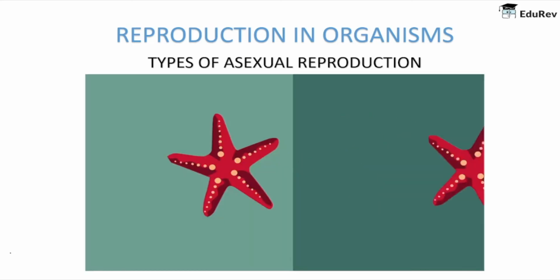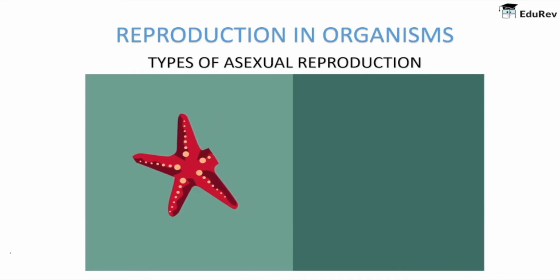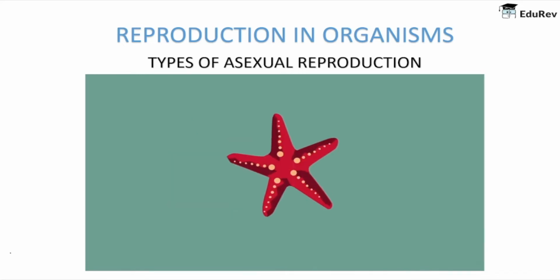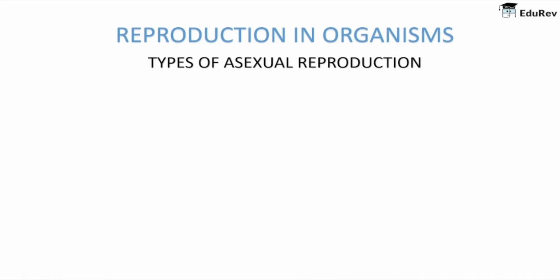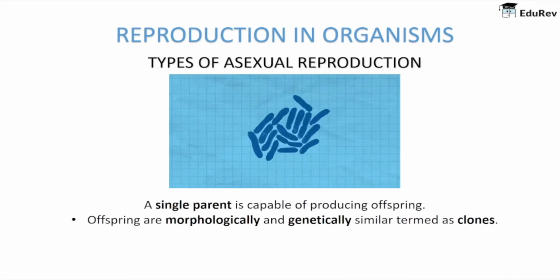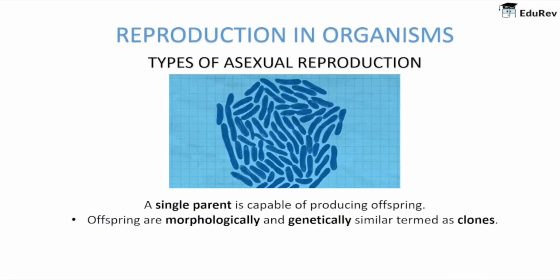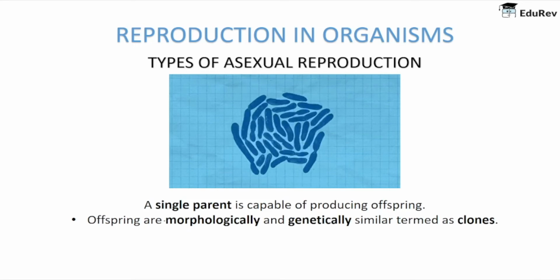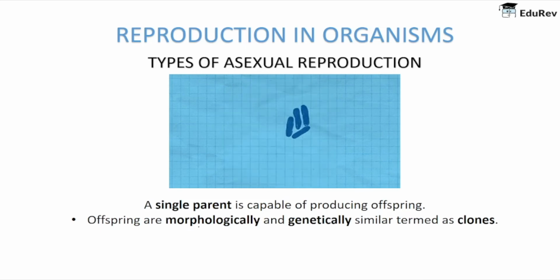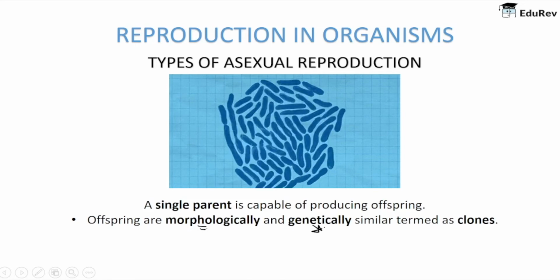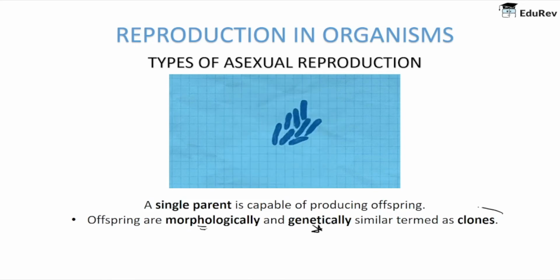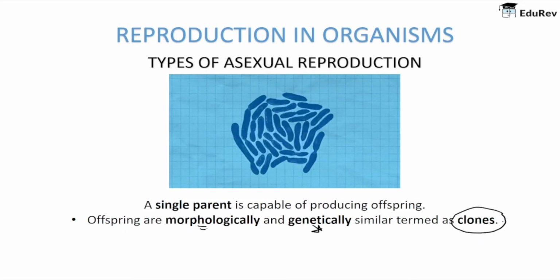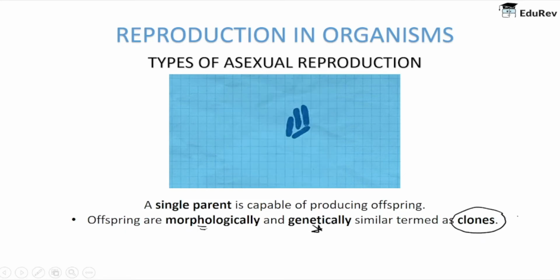In this session, we are going to talk about asexual reproduction and its types. So, let us begin with our topic, types of asexual reproduction. As we are aware, asexual reproduction is a process where a single parent is capable of producing offspring. Now, the offspring produced in asexual reproduction are morphologically and genetically similar to each other, and that is the reason they are termed as clones.